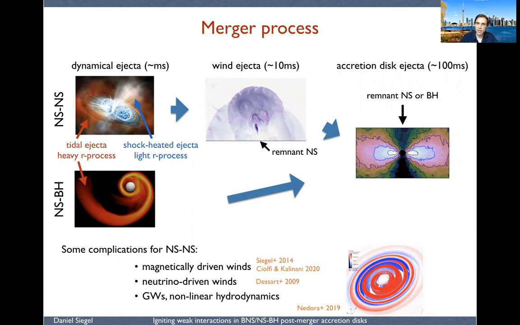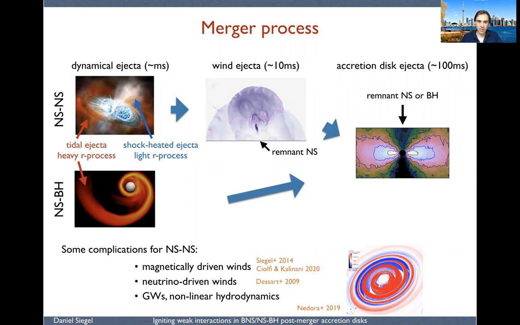For neutron star mergers, we do have additional complications in the early post-merger phase, which has also been talked about a lot at this workshop already. We have additional winds from the remnant, magnetically driven winds, as we just heard from Jay and others. There are neutrino-driven winds that need to be taken into account as well. There are interesting phenomena related to angular momentum transport.